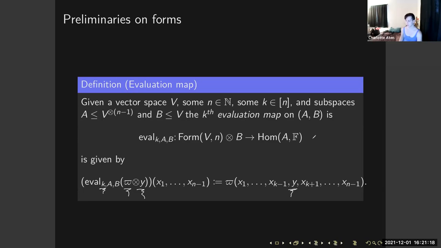And then the resulting form can actually be viewed as one that's taking some subspace, not necessarily the whole thing, of the n minus one fold tensors over our vector space to elements of the original field. So this really is just some restricted version of the usual evaluation map, which is just saying that eval k a b applied to pi y should in fact just be the thing that you get by plugging y into the kth slot of pi, and then restricting the domain and codomain to be the appropriate subspaces of V and the n-fold tensor product, respectively. Okay, so that's a little bit of a mouthful, but it's a slight generalization of a usual concept, the evaluation map.